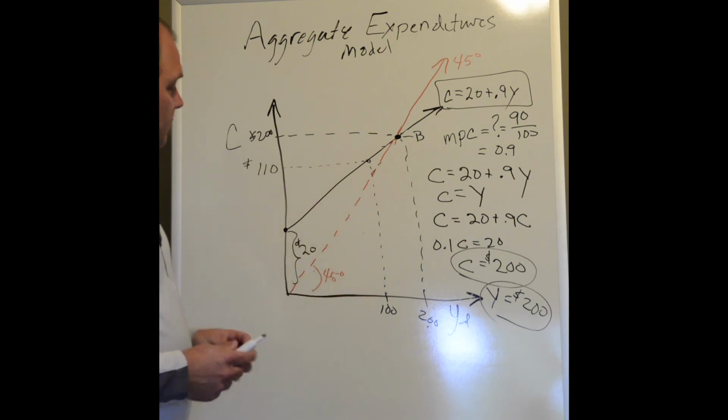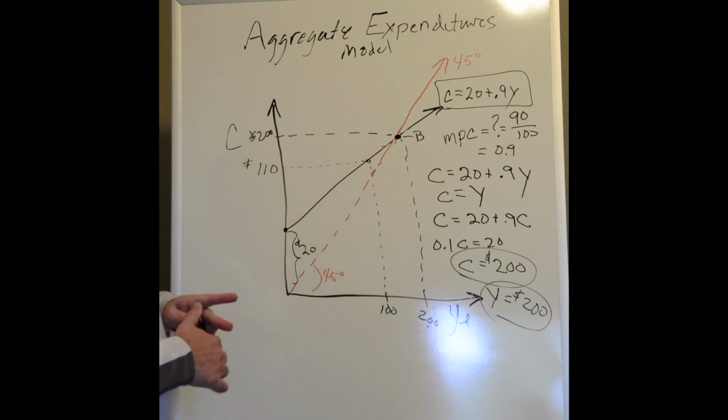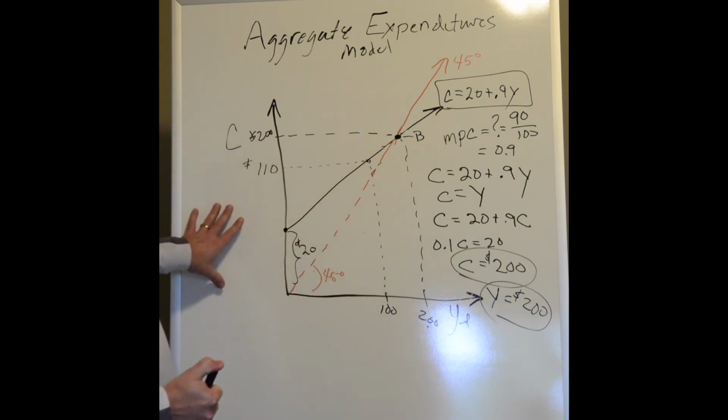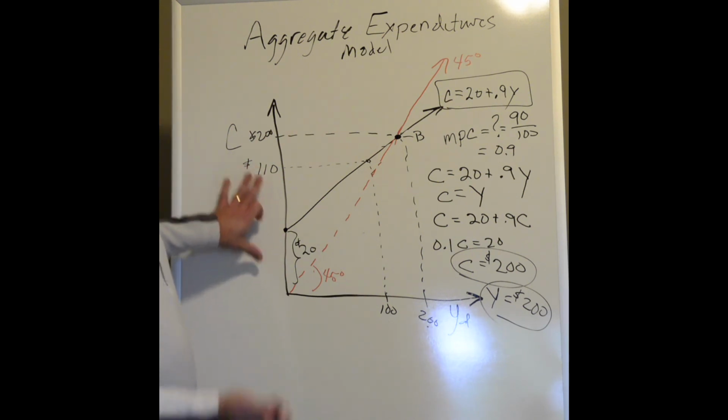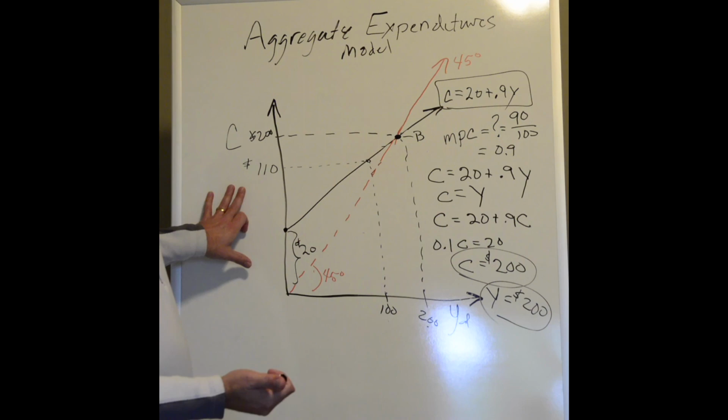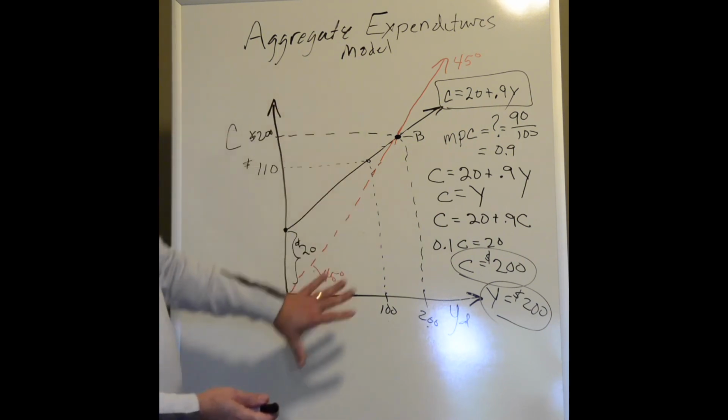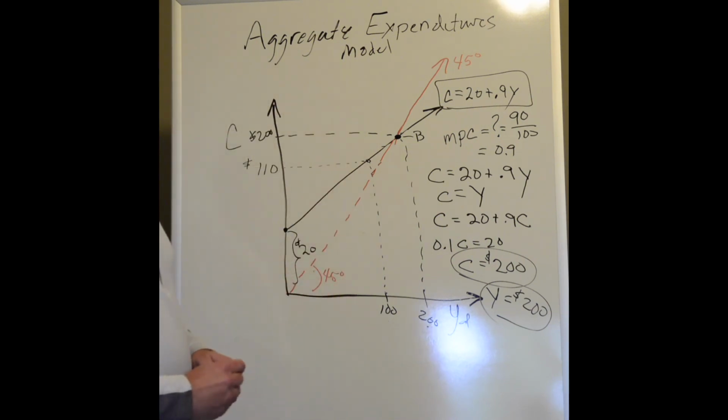So I thought I'd do some of this math real quick just to give you an idea of what we're going to be doing. What I'm going to do next is clean this up a bit and add in investment, add in government spending, and then talk about what this really means for an economy and a model of our economy.